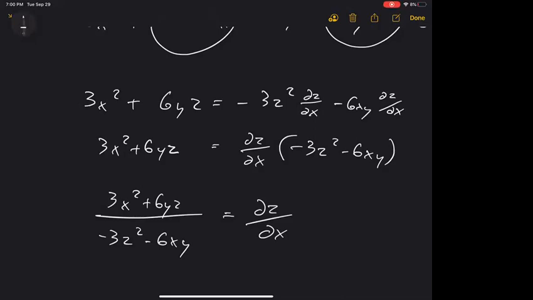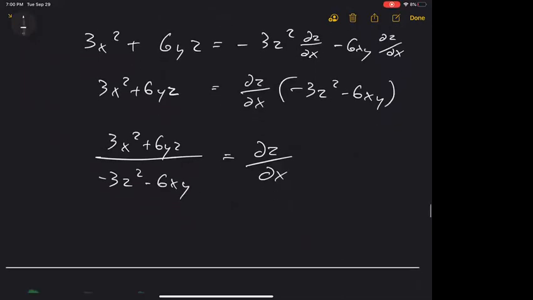So that's what? x squared plus 2yz over negative z squared minus 2xy. I can factor out the negative, bring the negative sign out front, and turn this into a plus. And is that what the book has?